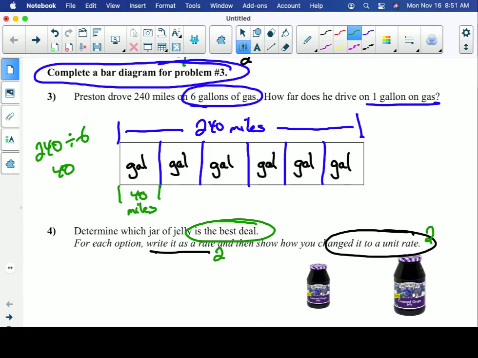Okay? So I start with my first one. Money always goes on top. $3.19 for 16 ounces. Remember, in order to determine which one's the better deal, we need a unit rate. So I want to figure out how much it is for 1 ounce. Remember, to make it a unit rate, we always divide by our denominator. In that case, I get 0.1993.